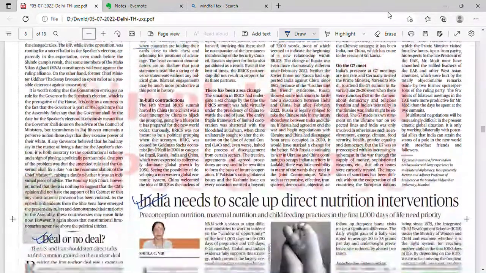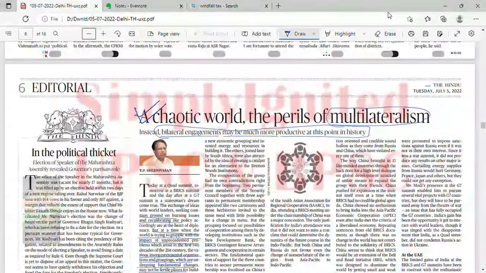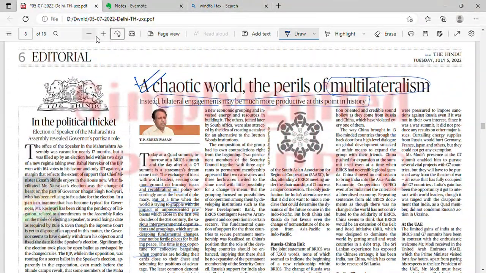Let's see. The inbuilt contradiction. The 14th virtual summit, the BRICS summit, was a clear attempt by China to hijack the grouping, going by the blueprint it has prepared for a new world order. Ironically, BRICS was not meant to be a political grouping when the acronym BRIC was coined by a Goldman Sachs economist in 2001 to categorize these countries, which were expected to collectively dominate global growth by 2050. Seeing the possibility of developing a non-Western global economic system, China welcomed the idea of BRICS as the nucleus of a new economic grouping.